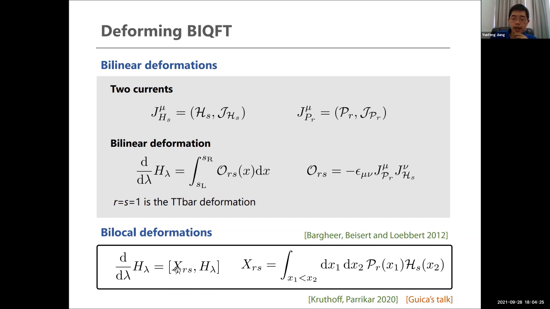If you take any X, this will preserve integrability. But of course, for the deformed Hamiltonian to take a nice form, we need to specify a special X. Here, I will choose X to be a bilocal operator. It means that I have two charge densities, PR and HS, at two different spacetime points, and I integrate over them with the constraint that x1 is smaller than x2. You have two locations, which is why it's called a bilocal operator.